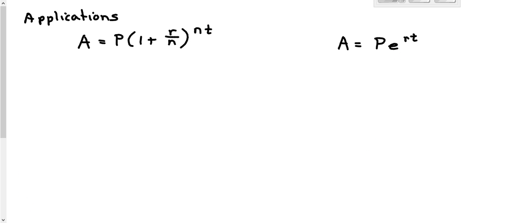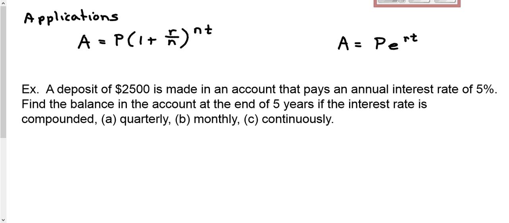So on this next slide, take a second to write down the problem. I moved the equations over there. It is a word problem. I'm going to type it out and then you can write it down. Okay, so we are looking at this problem. It says a deposit of $2,500 is made in an account that pays an annual interest rate of 5%. Find the balance in the account at the end of 5 years if the interest rate is compounded A, quarterly, B, monthly, C, continuously.